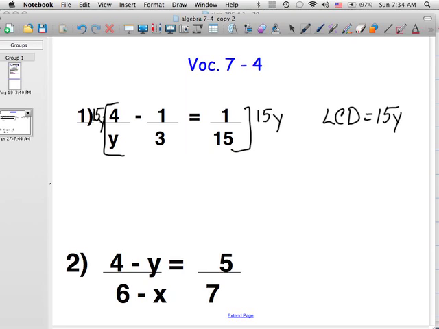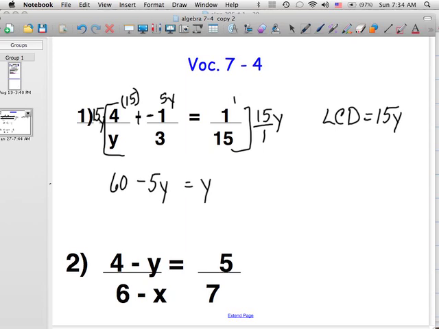So if I take 4y and multiply by 15y, the y's cancel, leaving me 15. So that would give me 60. Be sure and change subtraction to addition and change the signs. 3 goes into 15y, 5y. So that gives me minus 5y. And 15 goes into 15 once, and 1 times y is y.